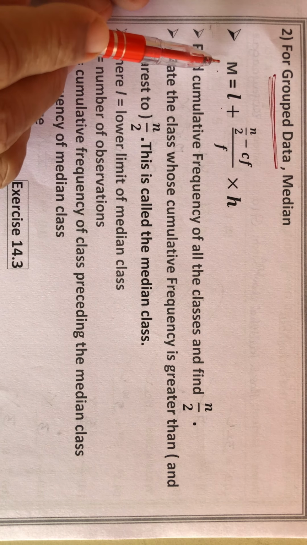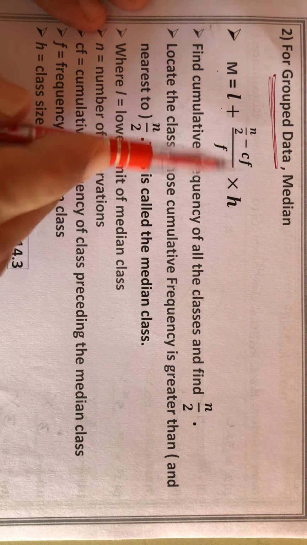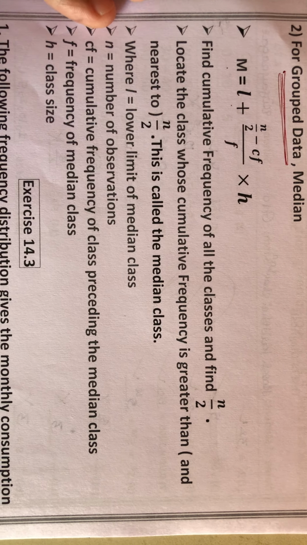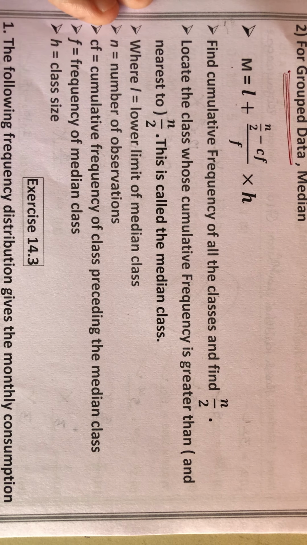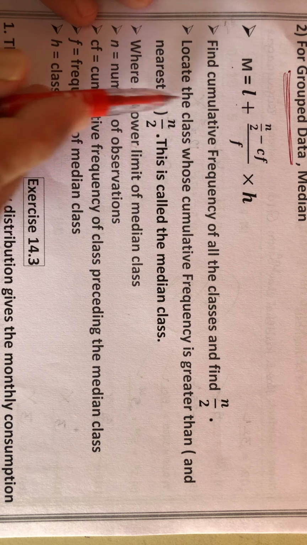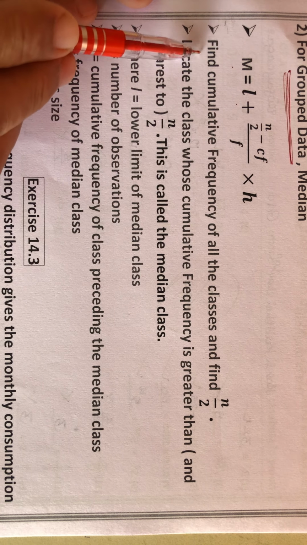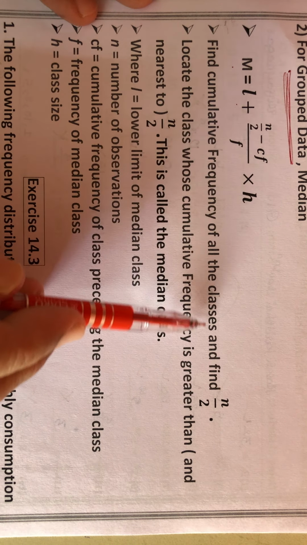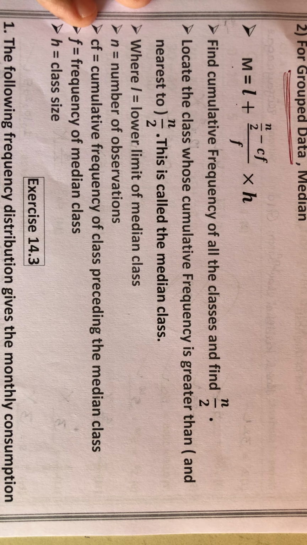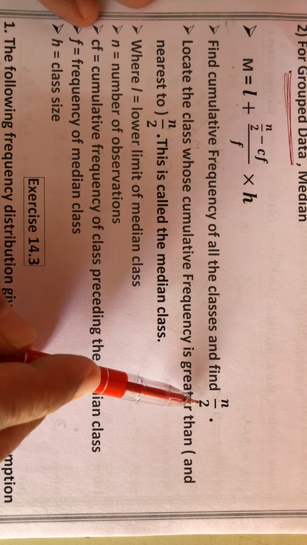Now L, that means what? N, that means what? CF, F and H. Now details of each symbol. First of all, what to do? Here we have to follow these steps so we can easily find the median for grouped data. First of all, find the cumulative frequency of all the classes and find n by 2. How to find cumulative frequency I will explain, don't worry. And then find n by 2, that is total number of observations divided by 2.